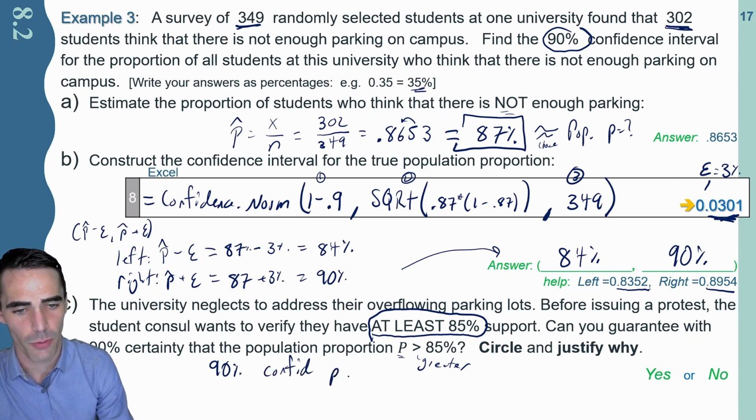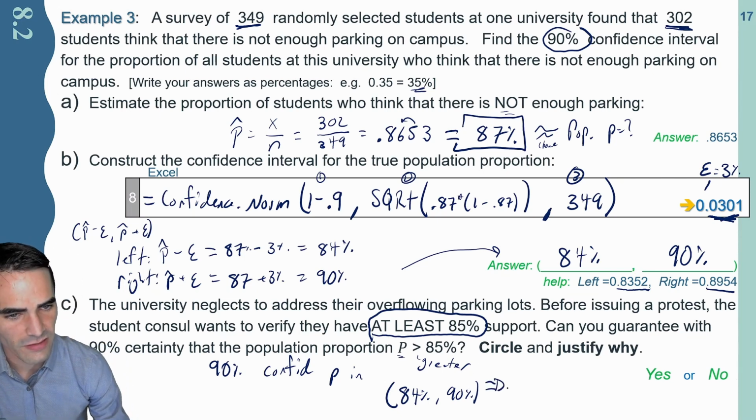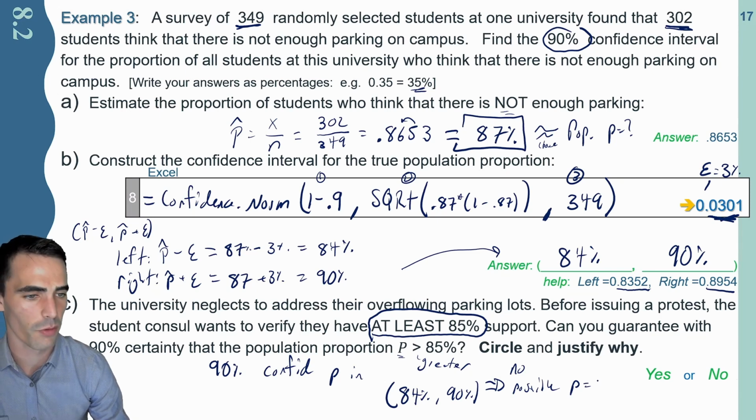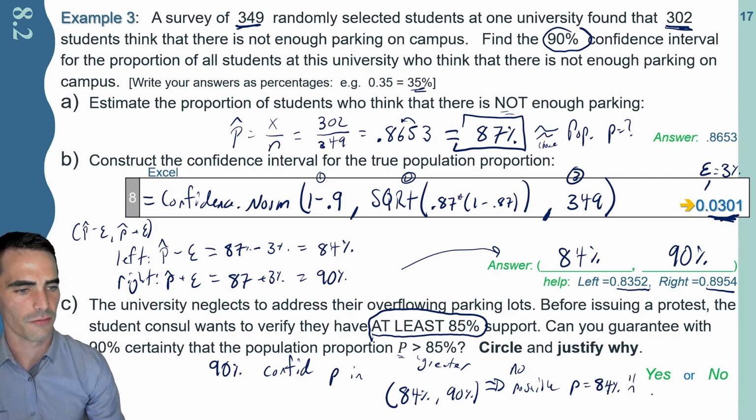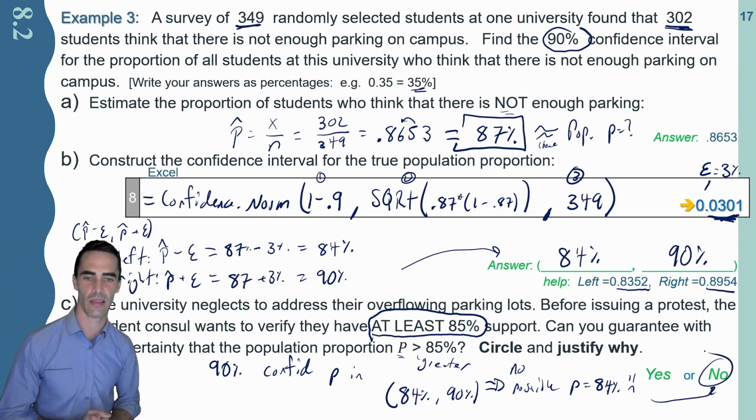In fact, we are 90% confident that the population proportion is somewhere inside of this interval, the interval that we had, 84% all the way to 90%. So I mean, at least 84%, it could be 90%. Wouldn't that be nice for our cause? But unfortunately for us, can we guarantee? No. Because again, it's possible that the proportion of support for not enough parking is 84%, which for us is no bueno. So nope, we cannot make that claim.